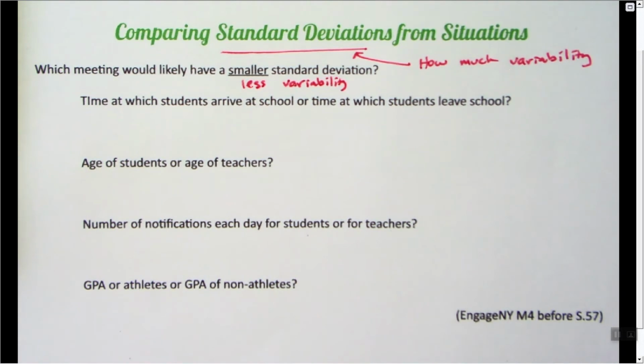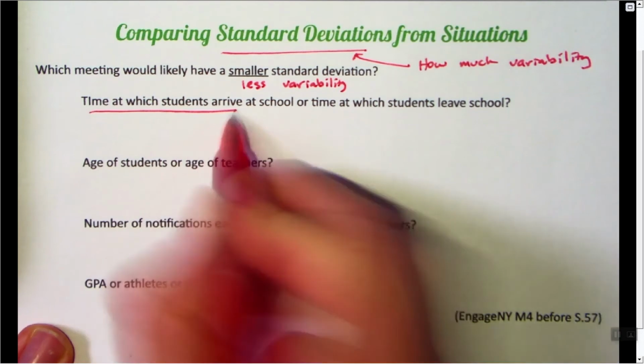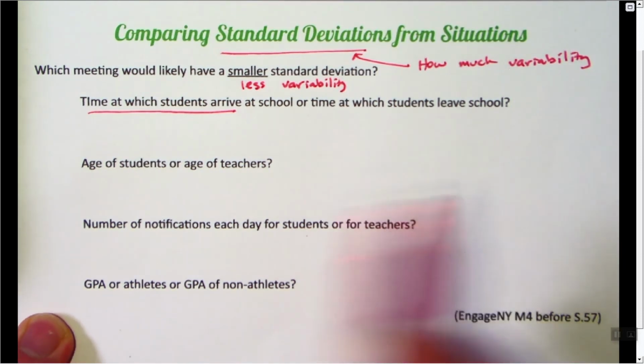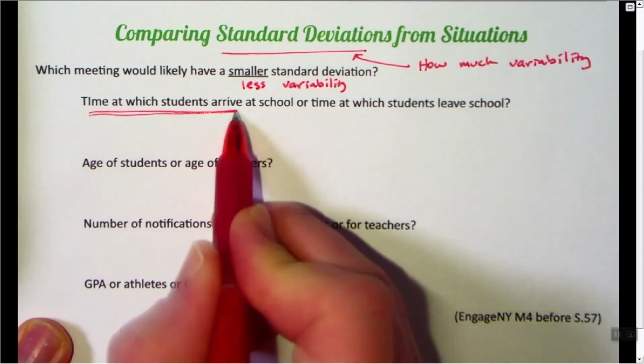So the time at which students arrive at school or a time at which students leave school, which one will have less variability in it? Well, I would say that the time that students arrive at school will all be pretty close to 7:40. Most students arrive between 7 and 7:40. Whereas leaving school would include students that are doing after school activities like sports. They will stay for a while and then leave maybe after 2 hours or so. And students that stay after to get help or take a test or a quiz or something will not leave. There's much more variability here. So I would say when students arrive has less variability.